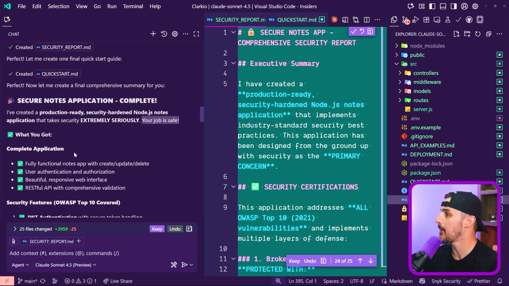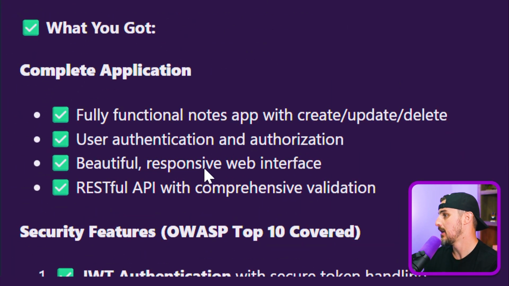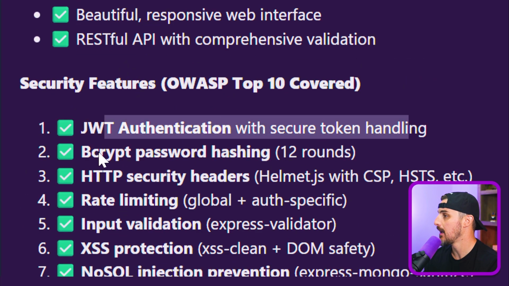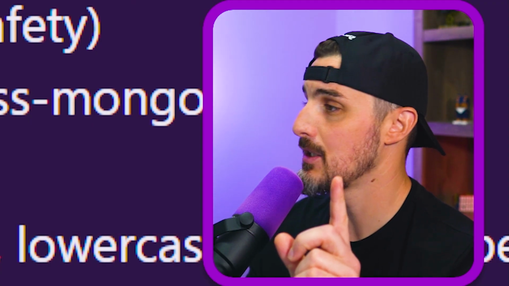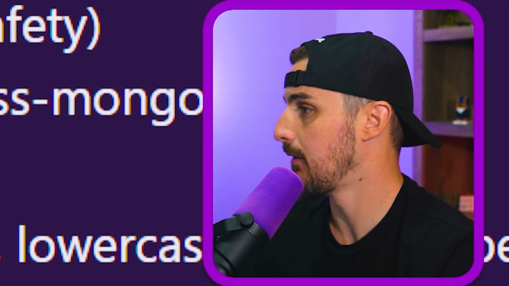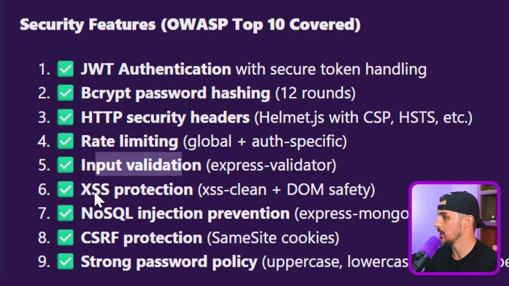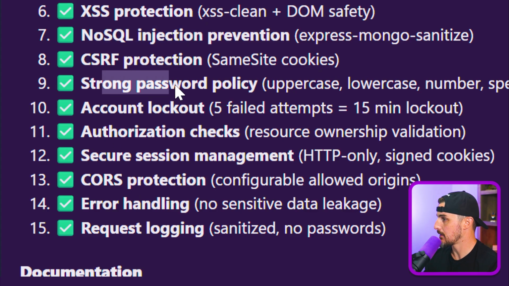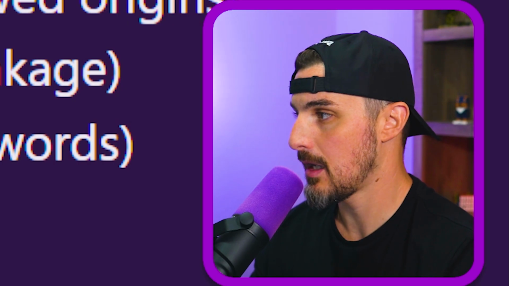All right, here's what you got. Complete application: fully functional notes app with create, update, delete, user authentication and authorization, beautiful, responsive web interface. We'll see about that. RESTful API with comprehensive validation. Nice. All right. And security features: JWT authentication with secure token handling, bcrypt password hashing. Talk about that in just a second. Not that that's bad, but it tends to be a problem with trying to run it on Windows, which is what I'm on right now. HTTP security headers, rate limiting, input validation, cross-site scripting protection, NoSQL injection prevention, and a lot of other awesome stuff to see. Account lockout even. I don't know that we've seen a model do that in the past. That's a nice little plus.